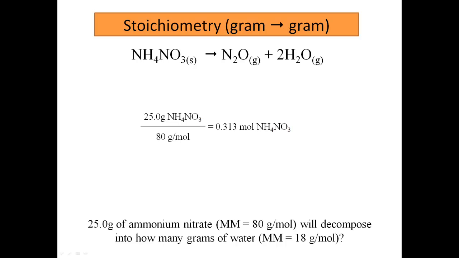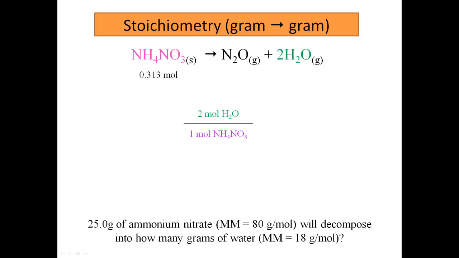So what I'm going to do first is take this 25 grams of ammonium nitrate and get it into moles of ammonium nitrate. We do this by dividing by its molar mass, which you should have seen in previous topics. So we have 0.313 moles of ammonium nitrate. Now we just use our stoichiometric ratio. Notice that we have 2 moles of water for every 1 mole of ammonium nitrate. So we're going to multiply 0.313 times 2 over 1 and that gives us 0.626 moles of water.